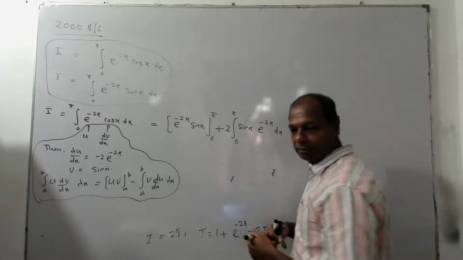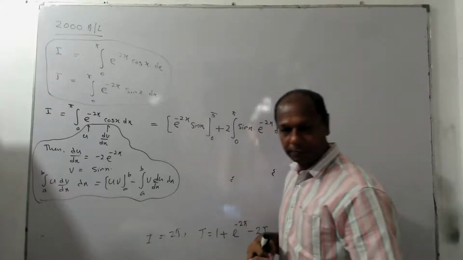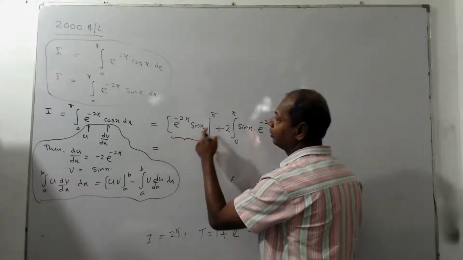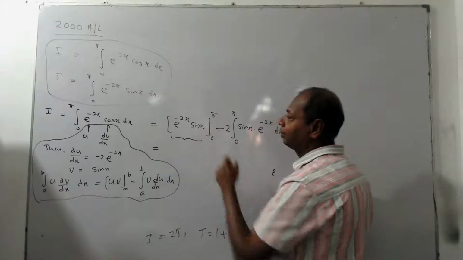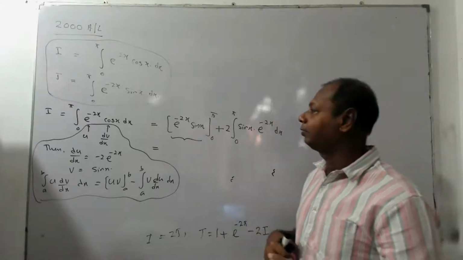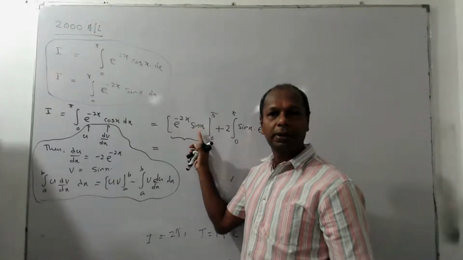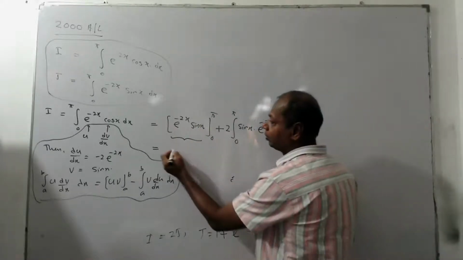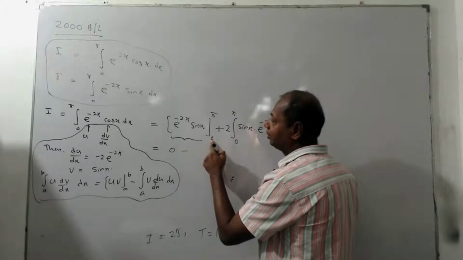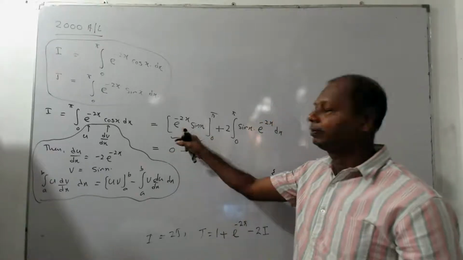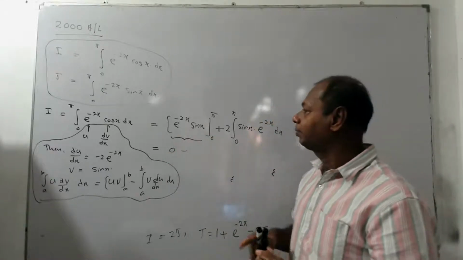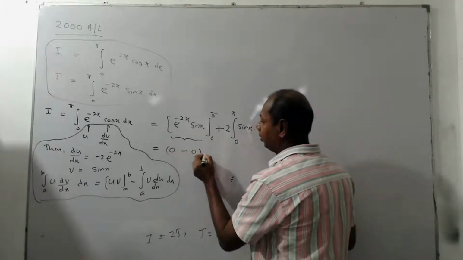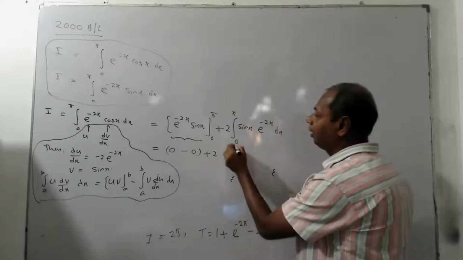Right? What happens as we apply the limits here? What happens to this? When x is pi, you get sin pi. Whatever the value of the e part, with sin pi, that becomes 0. It becomes 0. 0 minus, when x is 0, again sin 0 is 0, whatever the value of the e part. So again it's 0. Plus 2 times, and what is this?